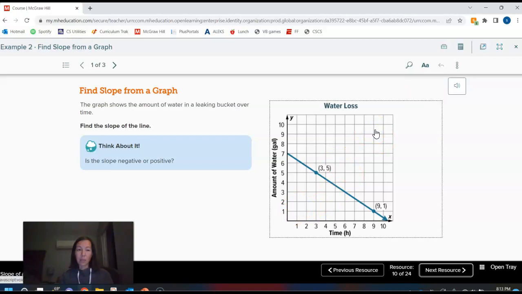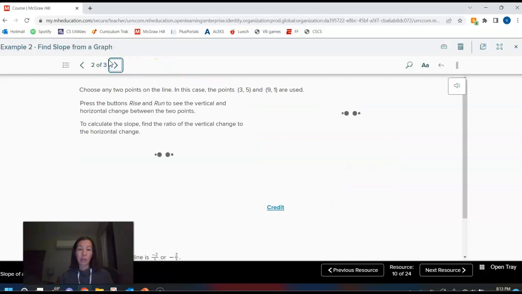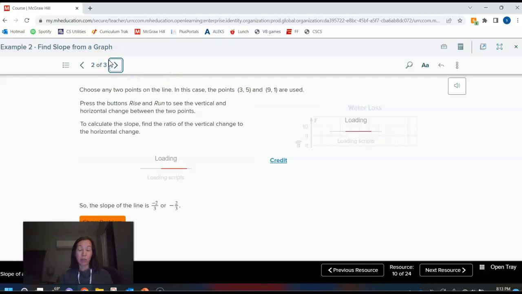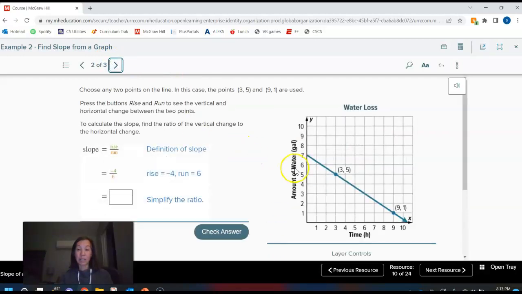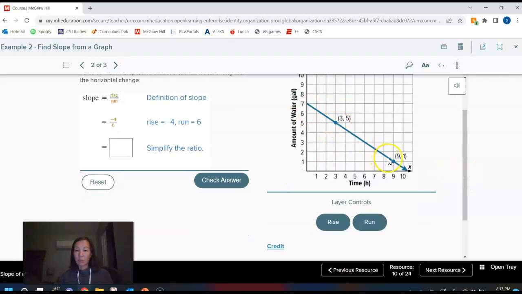So this one now, if we want to find the slope of this line, first of all, is it positive or negative? You should know without doing any work that the slope of this line is going to be negative because it's going downward. And again, we just take 2 points on the line. From this point to this point, my rise is actually negative. So we're going down 4 and over to the right 6. So a negative 4 and a positive 6 to get from this point to this point on the graph.